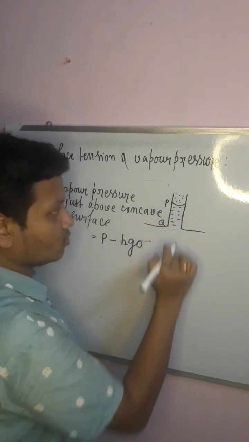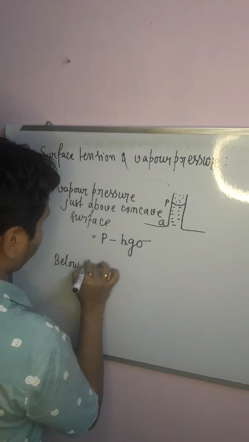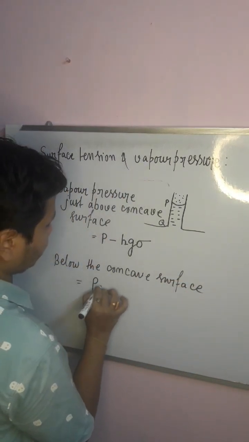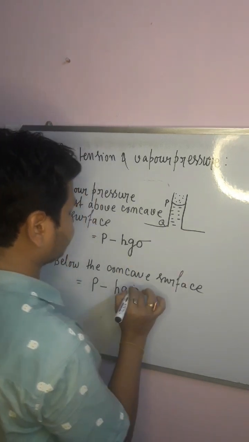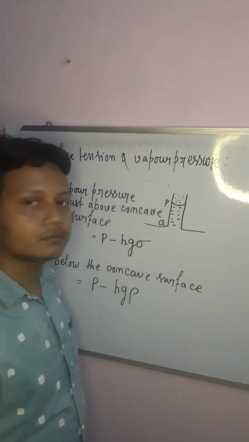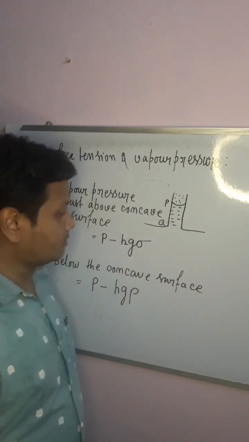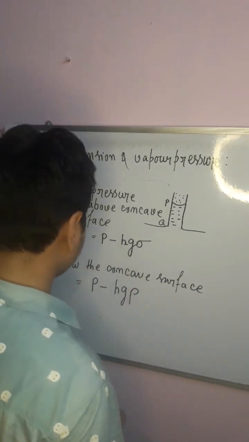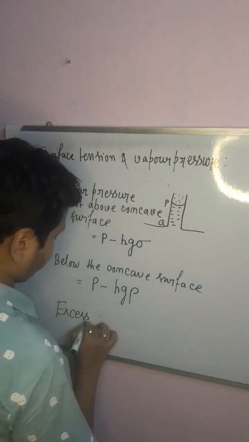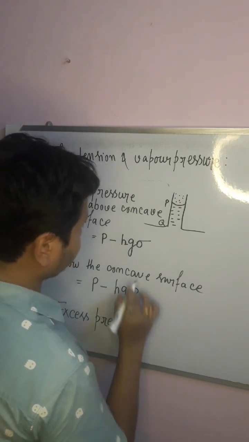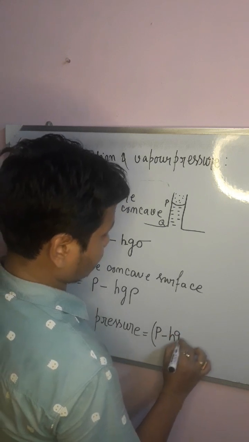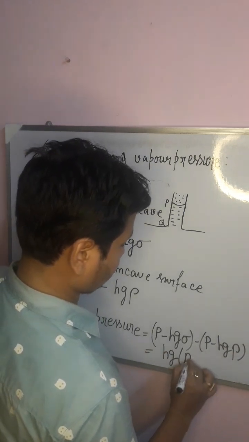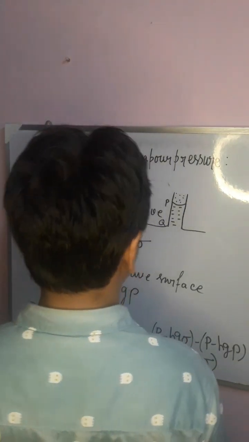And what would be the pressure just below the concave surface? Below the concave surface, this is simply P minus Hg rho, as this is liquid. So what will be the excess pressure? The first term is large because sigma is small, and this term is small because rho is large. The excess pressure is P minus Hg sigma minus P minus Hg rho, that is simply Hg into rho minus sigma.